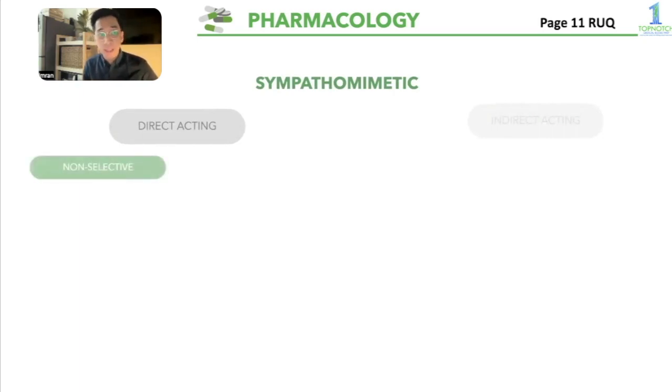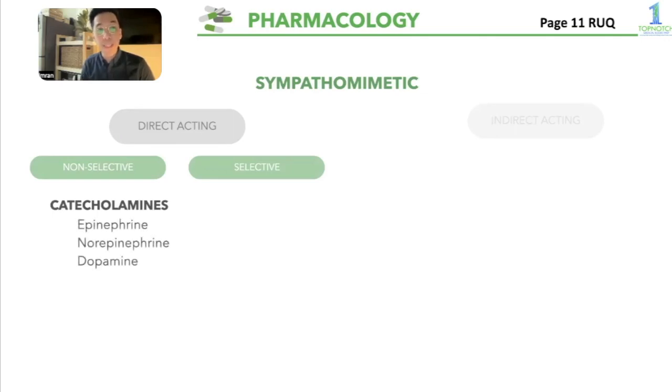Your direct acting can be non-selective or selective. Pag sinabing non-selective, wala siyang pinipili, alpha man yan, beta man yan, alpha 1, alpha 2, beta 1, beta 2. Okay? Either of those, it can stimulate. Example niyan, yung ating mga catecholamines. So syempre sila yung prototype, kayang-kaya nilang ma-stimulate lahat. You have your norepinephrine, epinephrine, and your dopamine.